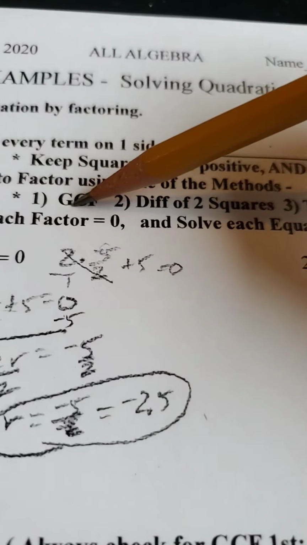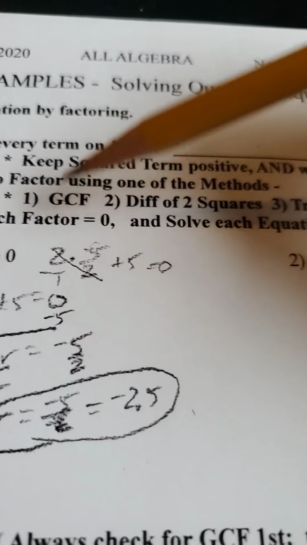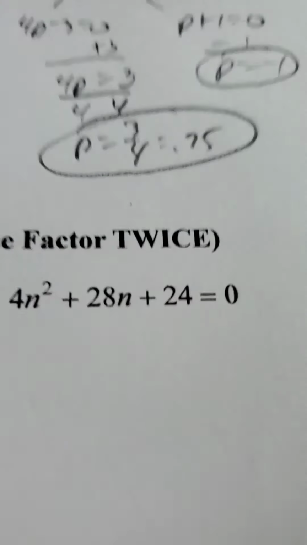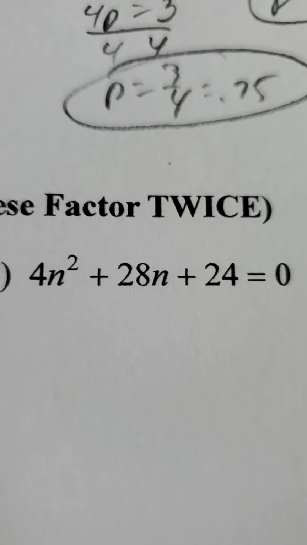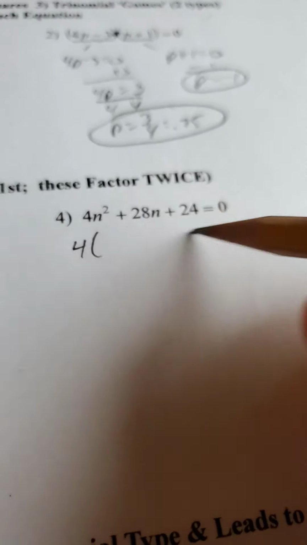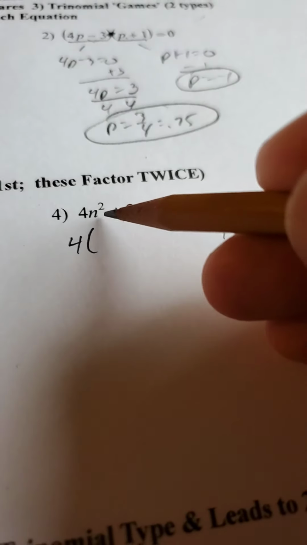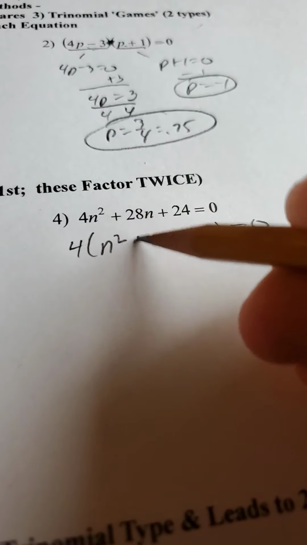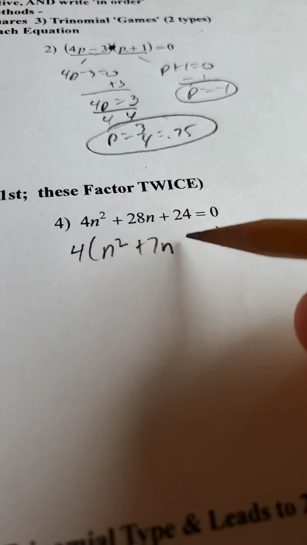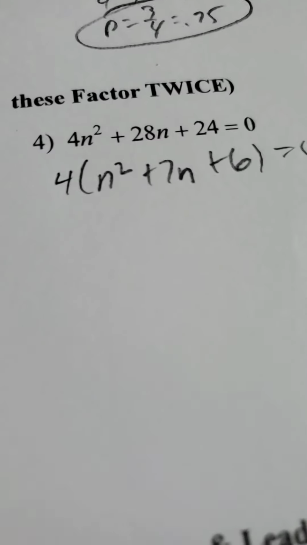But now, when I go to factor this, I always look for a GCF first. This one does have a GCF. They can all be divided by 4. So the best thing to do with this problem is pull a 4 out. Divide that by 4, you get n squared. Divide that by 4, you get 7n. Divide that by 4, you get 6.